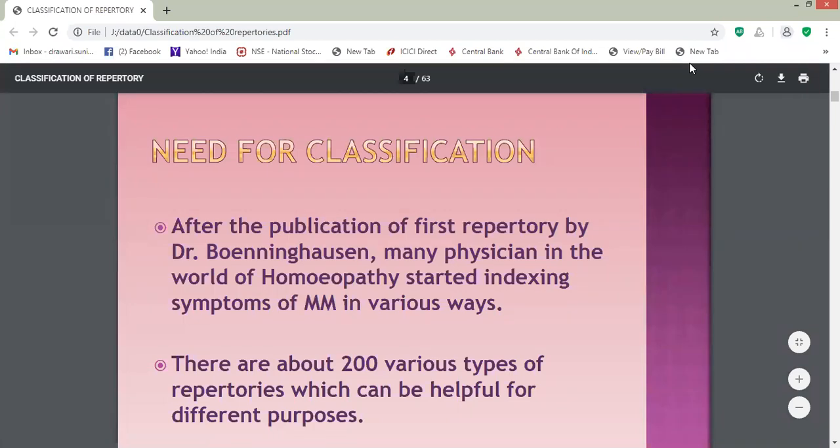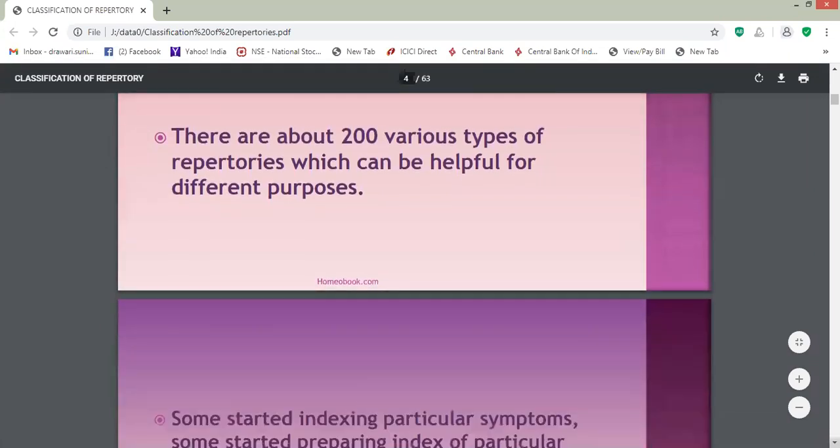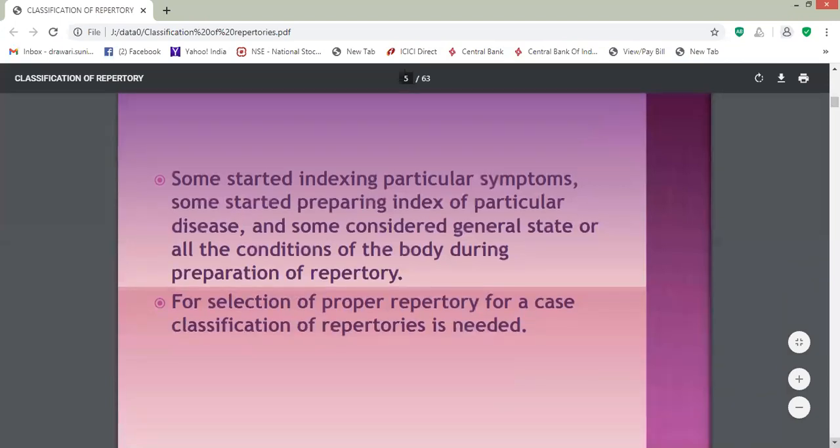Why is there a need for classification? After the publication of the first repertory by Dr. Hahnemann, many physicians in the world of homeopathy started indexing symptoms of the materia medica in various ways. There are about 200 various types of repertories which can be helpful for different purposes, as we discussed earlier. Some started indexing particular symptoms, some started preparing an index of particular diseases, and some considered the general state or all the conditions of the body during preparation of the repertory.